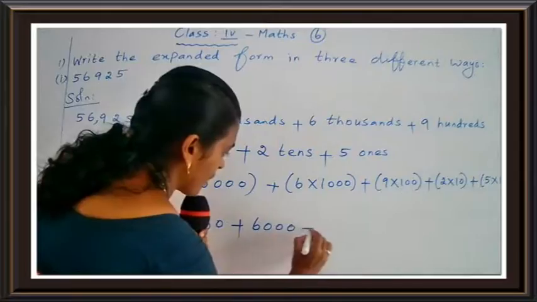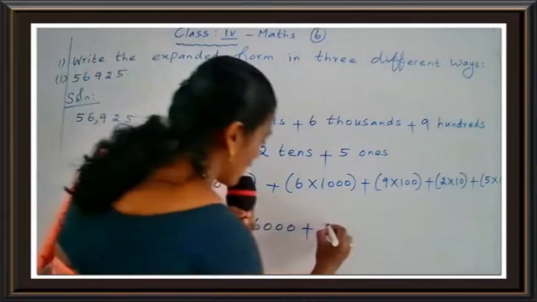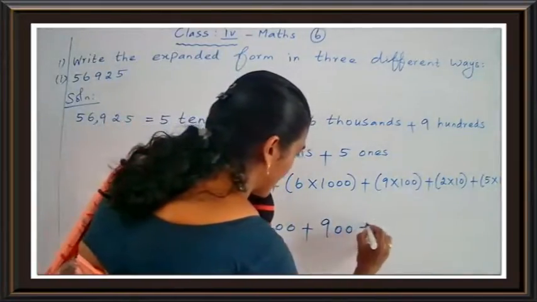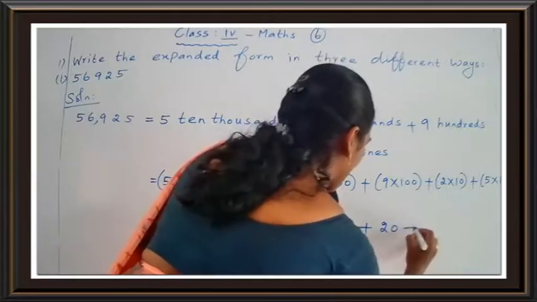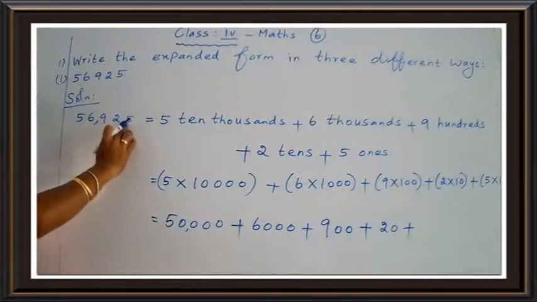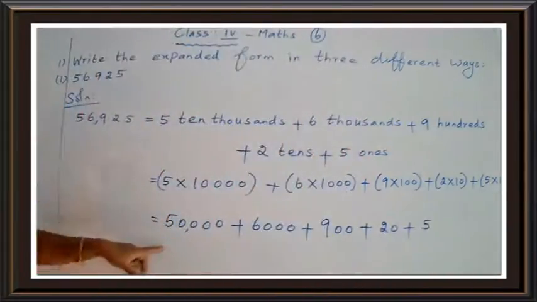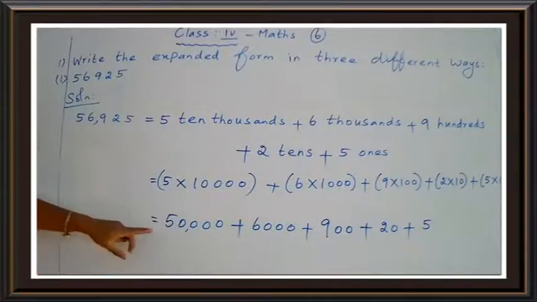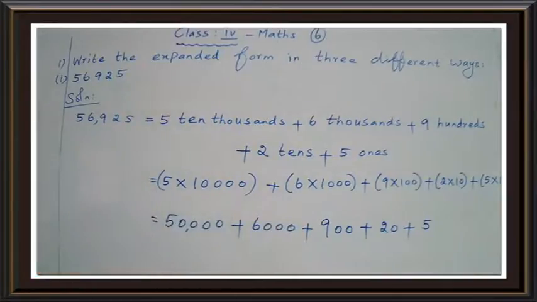Plus, what is the place value of 9? Ones, tens, 100. So the place value of 9 is 900. Plus, what is the place value of 2? 2 tens, that's why 20. Plus, what is the place value of 5? 5 ones, 5 into 1, the value is 5. Okay, children. So your answer is 50,000 plus 6,000 plus 900 plus 20 plus 5 is equal to 56,925. Okay, children, are you clear?